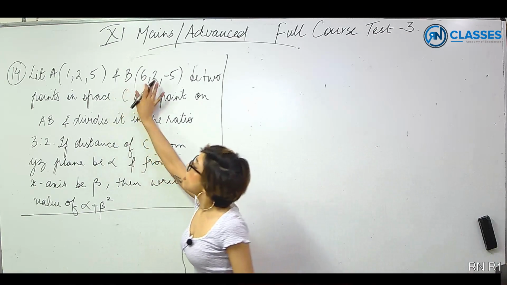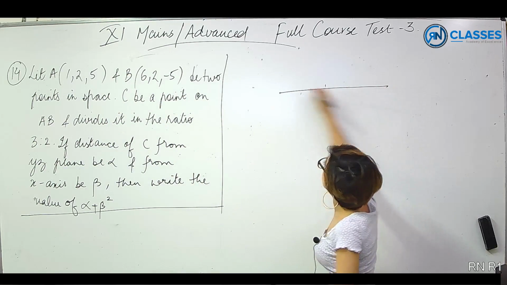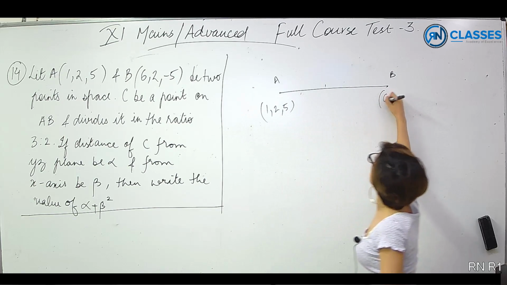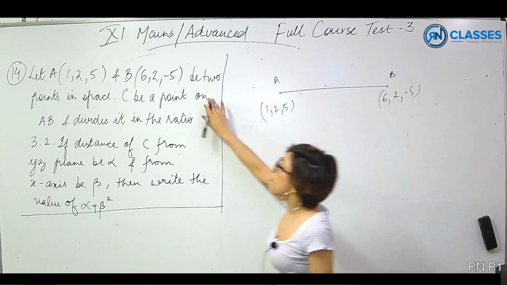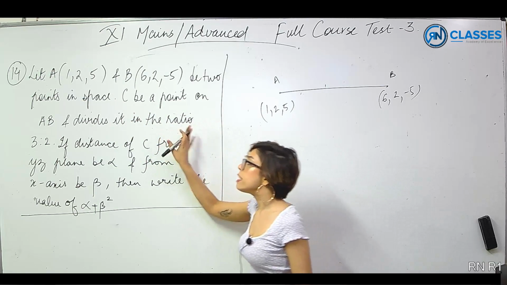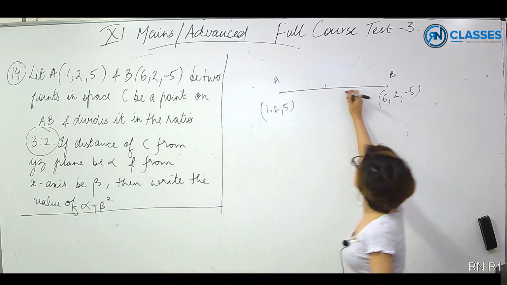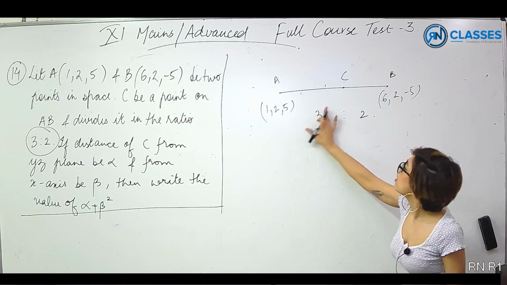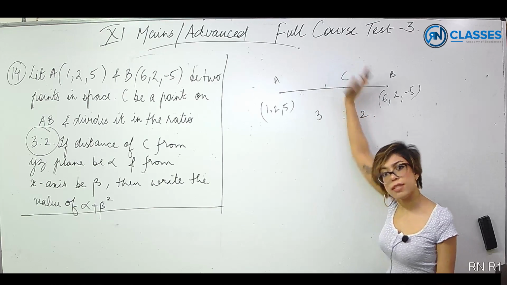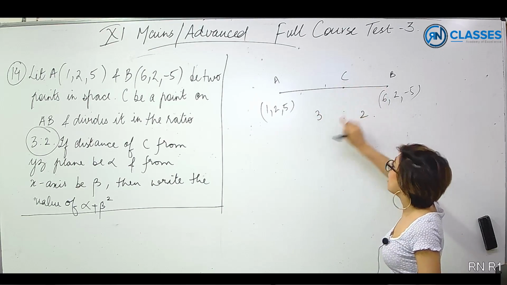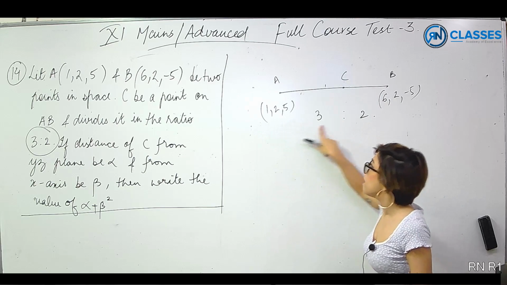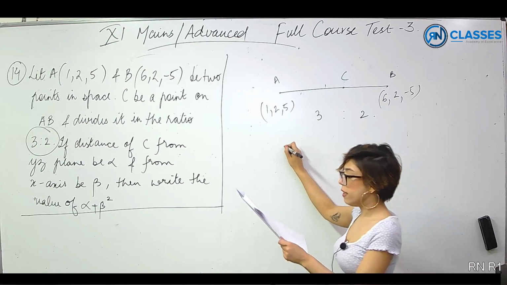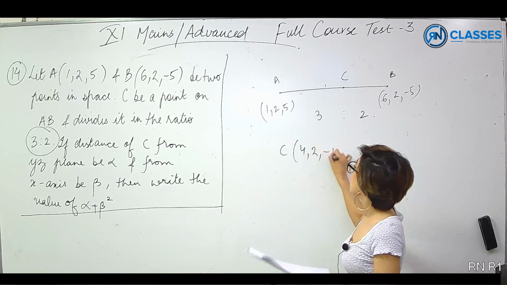Now he says let A and B be points in space. Alright. So A is here, B is here. And we know the coordinates also. Now he says, let C be a point on AB and divides it in the ratio 3:2. Right? So C is here maybe and this ratio is 3:2. Now if this ratio is 3:2, I can easily find out the coordinates of C using section formula. Right? You can apply that 3 into 6 plus 2 into 1 divided by 5. That will give you the x coordinate. Similarly, y coordinate, similarly z coordinate. C will actually turn out to be 4, 2, minus 1.